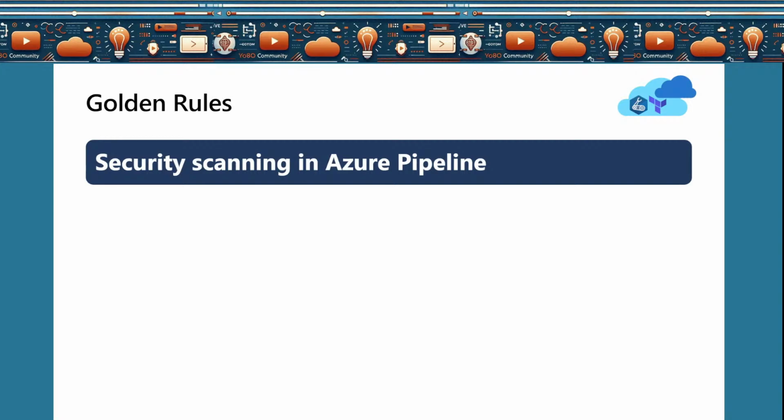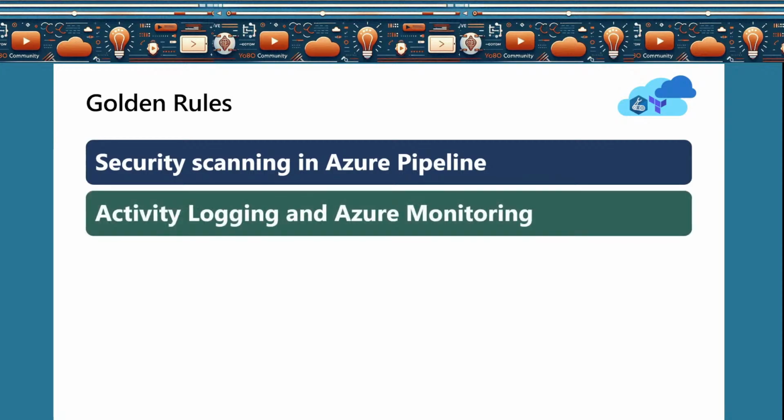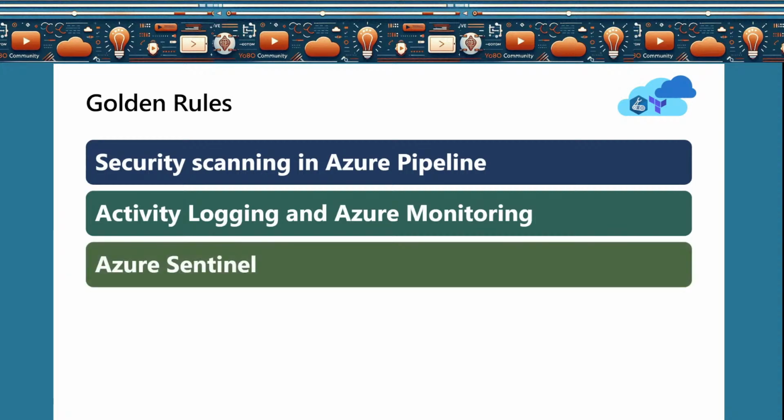Security scanning in Azure pipeline is something you can also use, with integration with Defender. Activity logging and Azure monitoring. You can use Azure Sentinel, definitely. This is very good practice. This will give you alerts when something suspicious or phishing is happening.